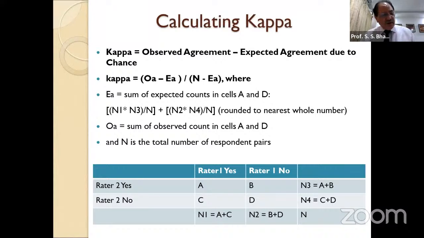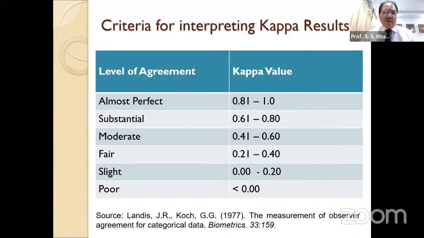For the kappa value, almost perfect reliability is 0.8 to 1. Substantially high is 0.6 to 0.8, that is 0.61 to 0.8. Moderate is 0.41 to 0.6 and so on. So your reliability should be high, that means it should be greater than 0.61.